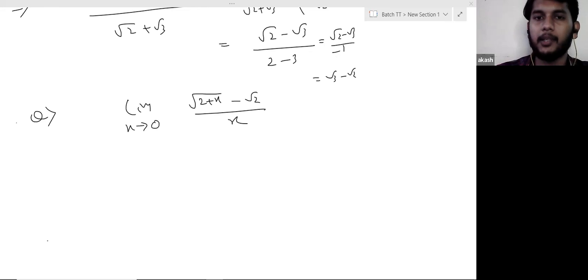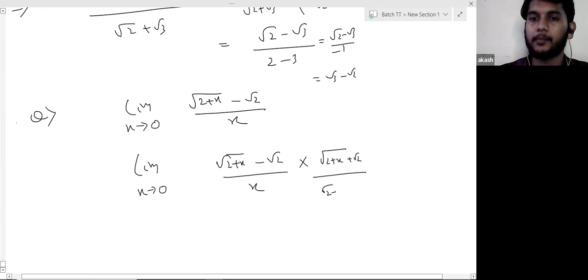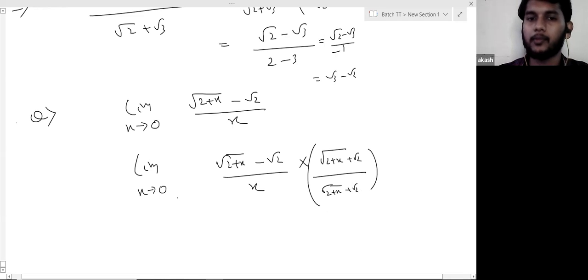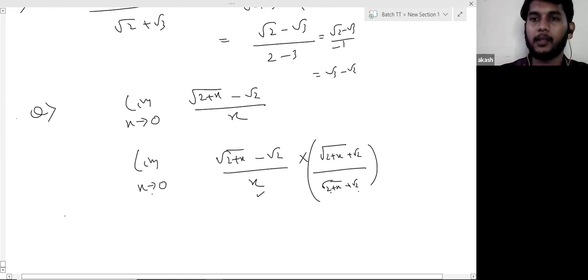No, Sahil, you can multiply and divide by the numerator also. Root 2 plus x minus root 2 upon x. Multiply by this, divide by this. But then we'll have root on the denominator, right? That is not an issue. Because when you put x equals to 0, this will be root 2 plus root 2. This is not becoming 0. Okay, x is making it 0. Got it. Try to do this. Simplify this. Inza, you got the answer? Just doing it, sir.